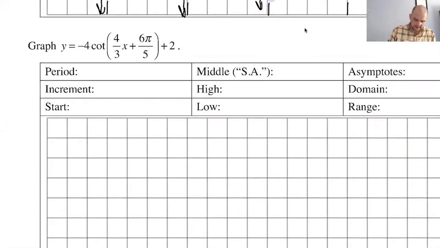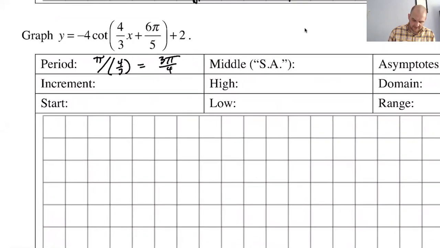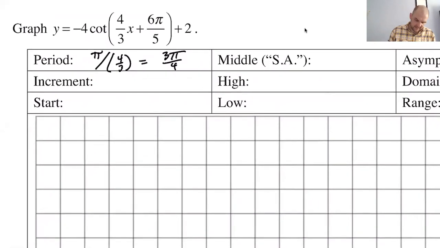So period, biggest mistake, 2 pi divided by b. We want just pi divided by b because it's cotangent. So don't be that commoner who makes that mistake. So this will give us 3 pi over 4. Not optimistic about this because that is a very small period. And it's a fraction, so maybe, we'll see. So 3 pi over 16.